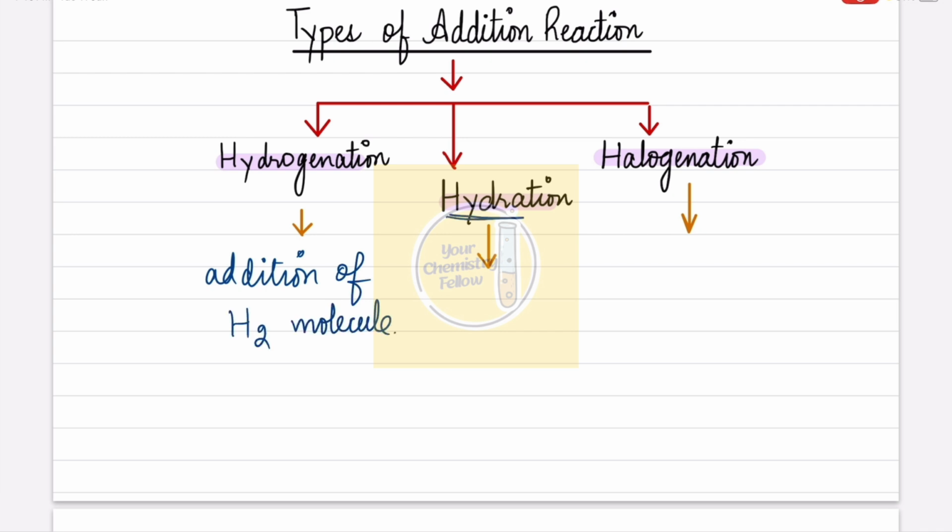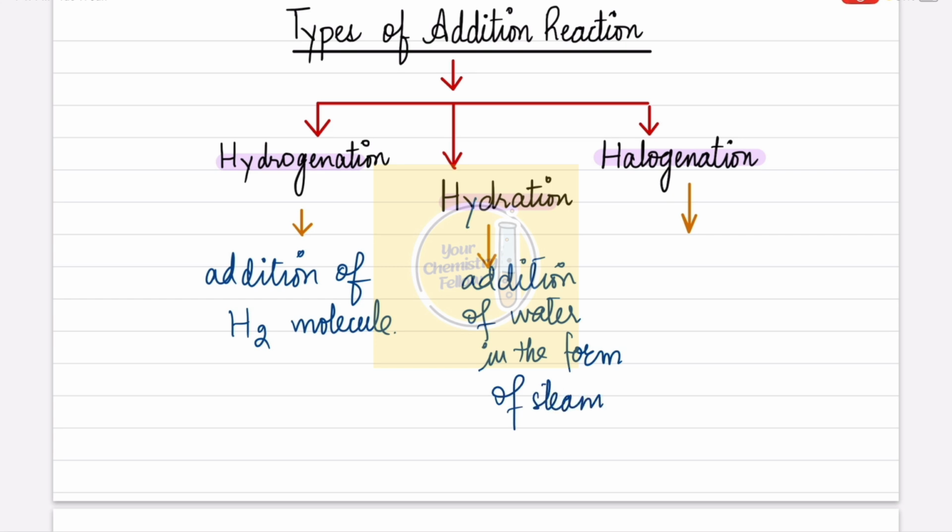And hydration shows that water is going to be added. So, hydration is the addition of water in the form of steam. As this reaction takes place at 300 degrees Celsius, water is converted into steam. Next is halogenation. Halogenation means addition of a halogen molecule.